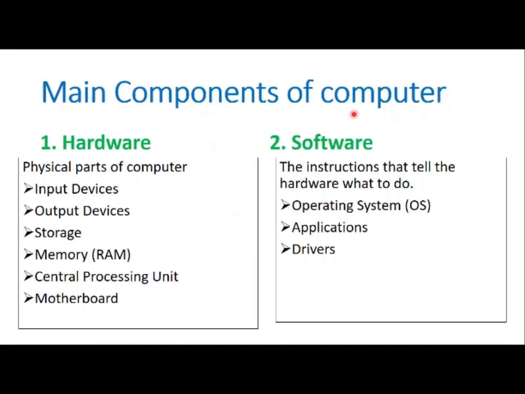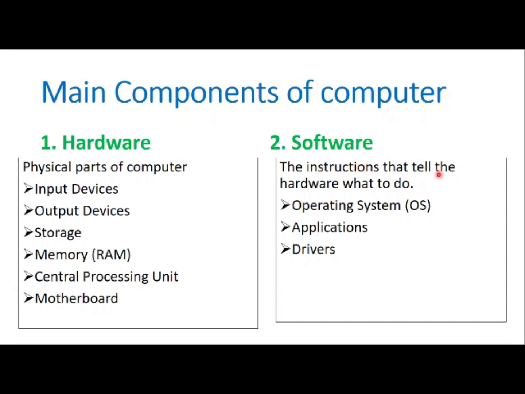Main components of computer. Hardware and software are the two main components of computer. Hardware. Physical parts of computer is called as hardware, or you can say as tangible parts of computer. Under hardware, we get input device, output device, storage, memory, CPU, central processing unit, motherboard.